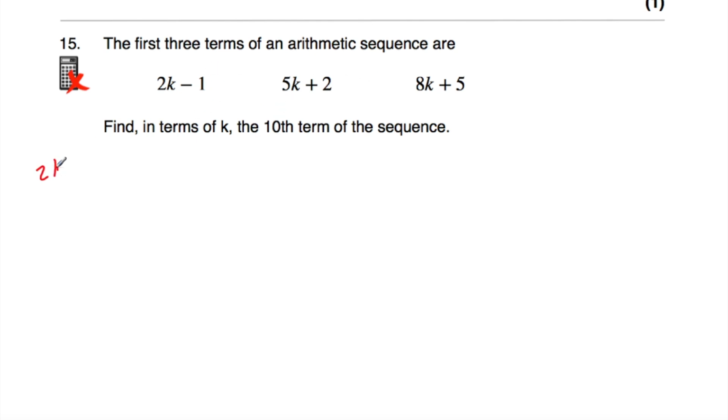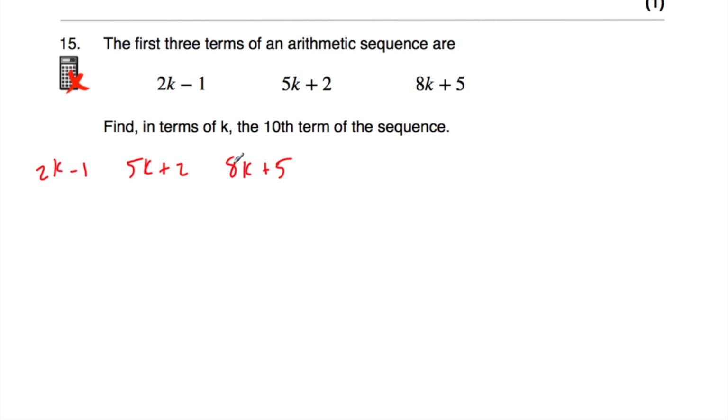Okay, so the first term is 2k minus 1, and then 5k plus 2, and then 8k plus 5. So in terms of the k's, we've got 2k, 5k, 8k. We're adding 3 k's every single time. And then in terms of the numbers on the end, we've got minus 1 and then 2, so that's adding 3, and then adding another 3. So every single time we're adding 3k and 3.